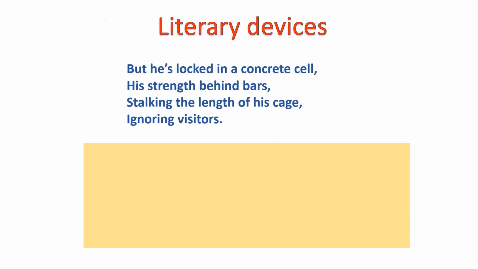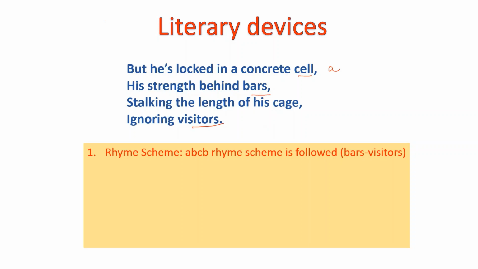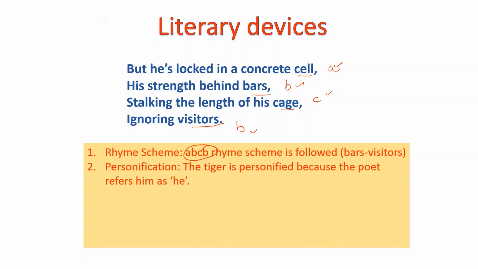Let's talk about the literary devices of this stanza. The first one is rhyme scheme. The same rhyme scheme is used here. Let's name cell as A, bars and visitors. They rhyme together, so both are B. Cage is C. This rhyme scheme is A, B, C, B. The next literary device is personification.